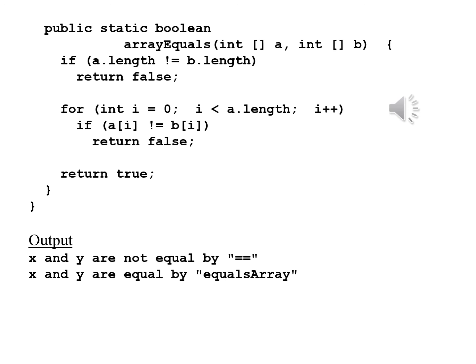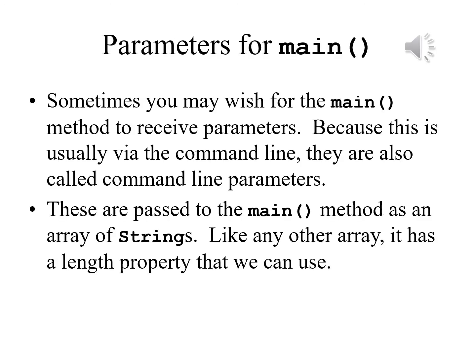And we see the result of the output. x and y, being two different arrays with matching data, are not equal based on ==. Their references are different. They are in different parts of memory. x and y are equal by equals array because we know that all the elements are the same.